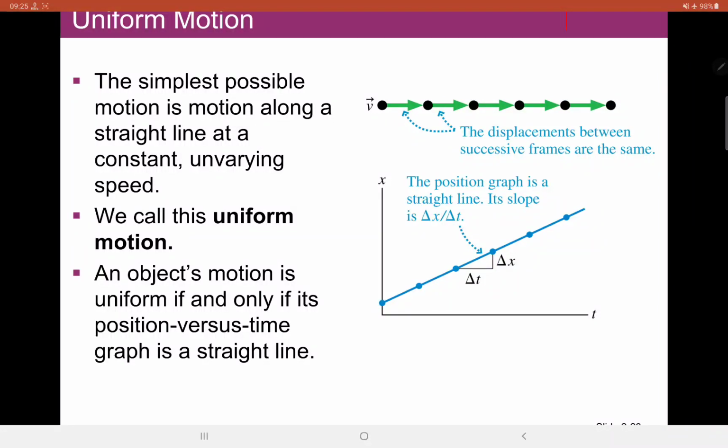Today we'll start with kinematics and motion in one dimension. Uniform motion. What is a uniform motion? The simplest possible motion is a motion along a straight line at a constant, unvarying speed.